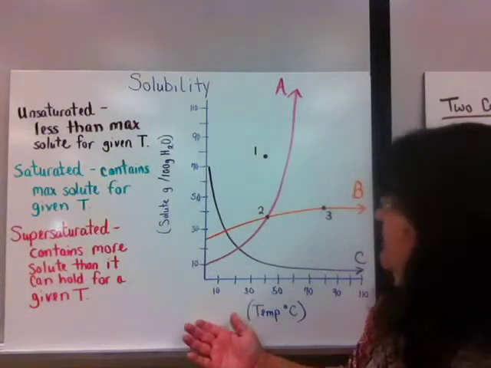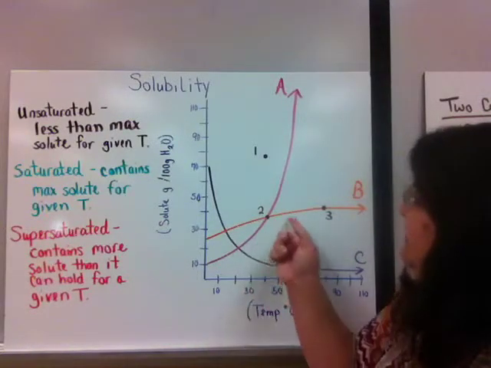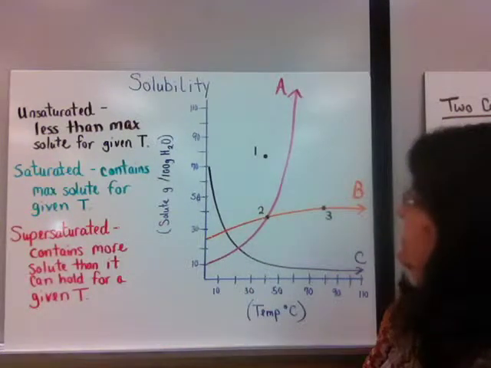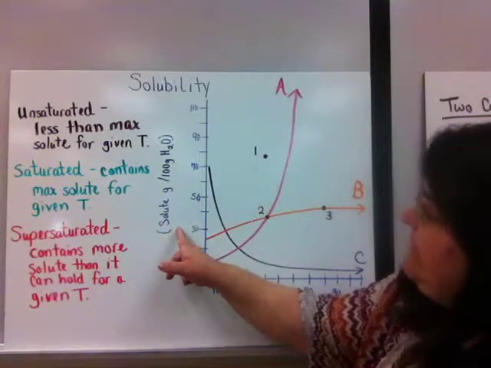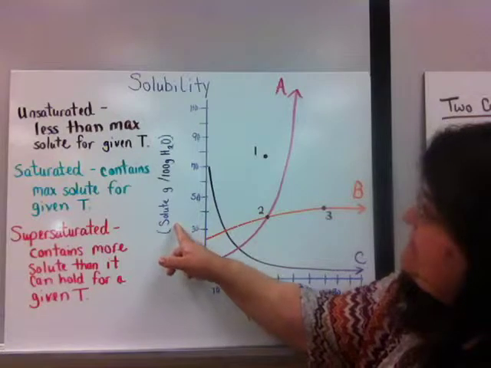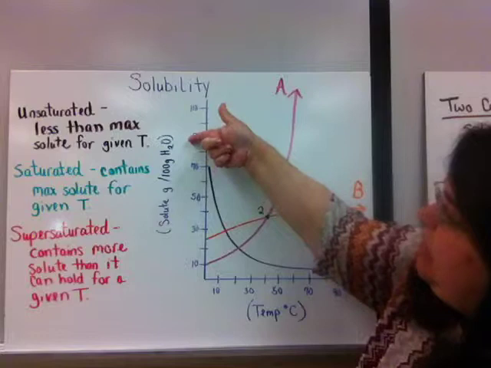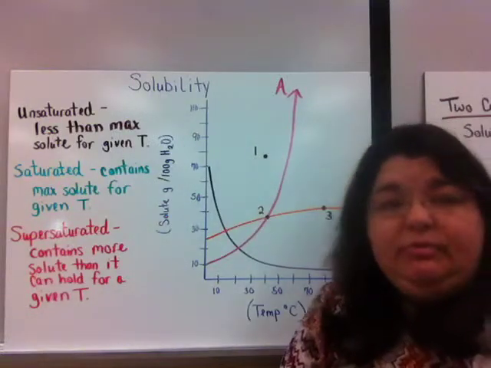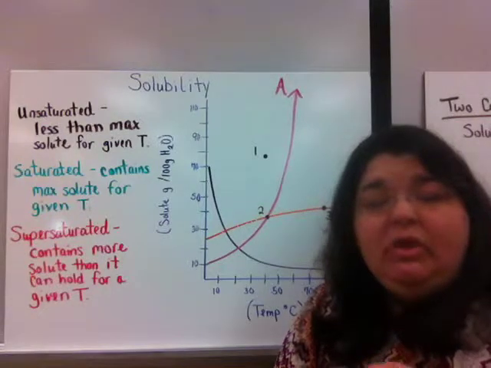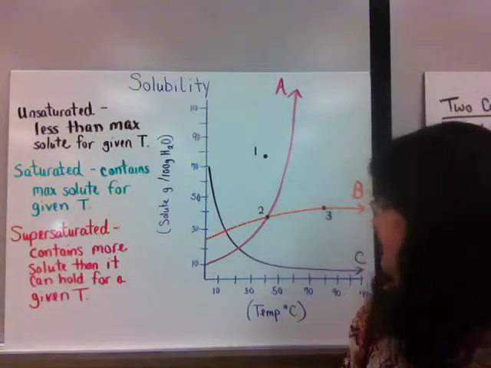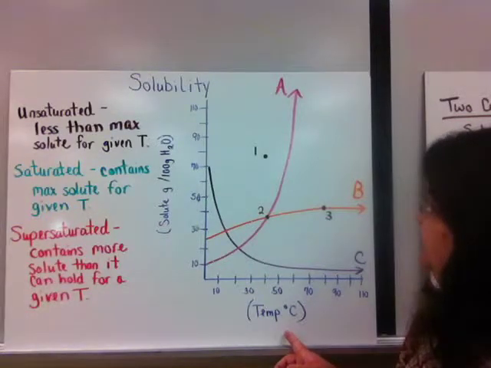So we have a solubility graph, and the purpose of the graph is to allow us to compare the three different solutes to each other. And notice that on the side, my label here says solute in grams per 100 grams of water. Always make sure you read the side labels for a graph. It will tell you what your measurements are in. Down here I have my temperature in degrees Celsius.